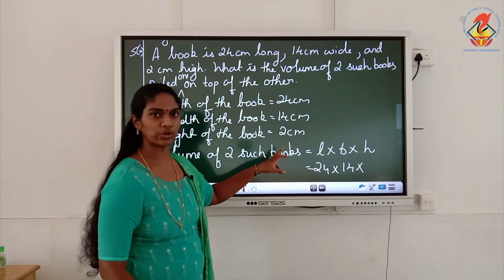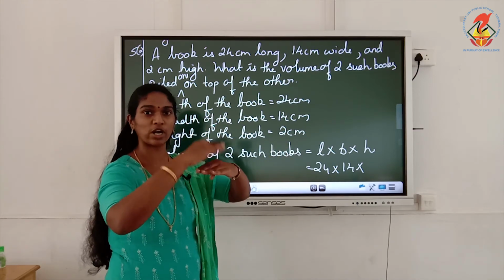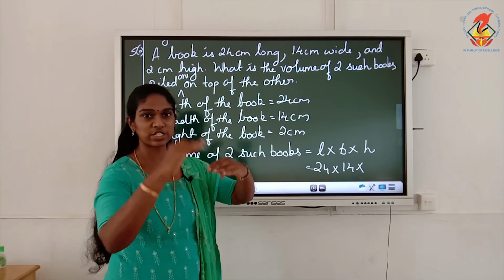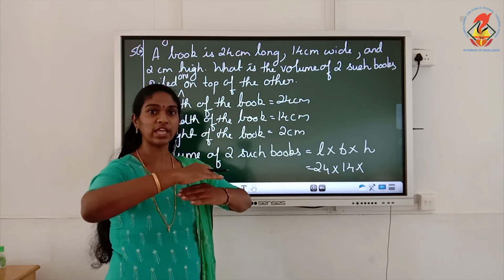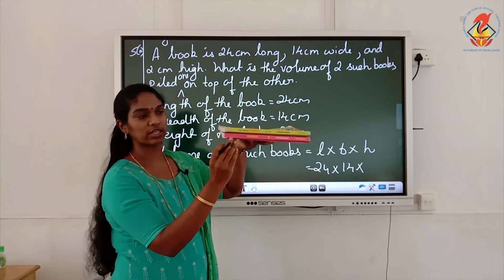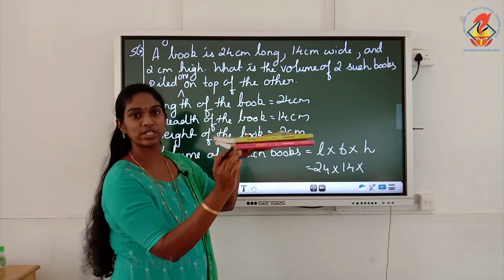Children, as I told you, the height of one book is 2. So for the height of 2 books together, kept one on top of it, here the length and the breadth is not changing. Only the height will change because it is kept one on top of the other. Both the books are kept like that, one on top of the other. Length will be the same. Breadth is also same, but the height will change.